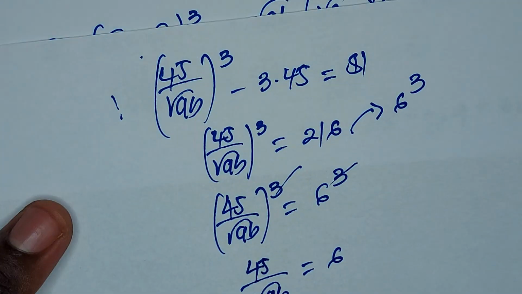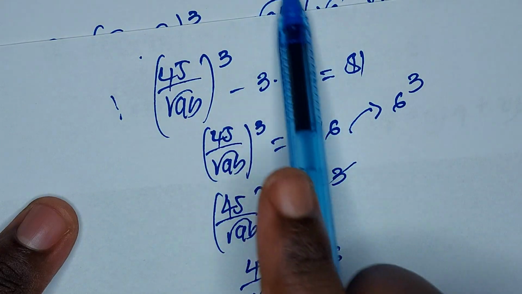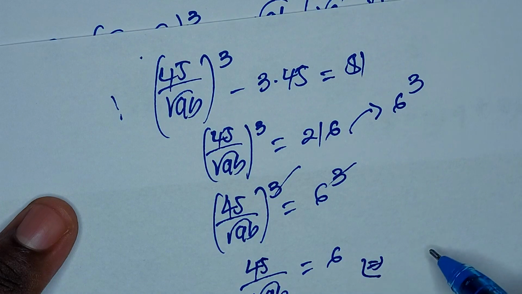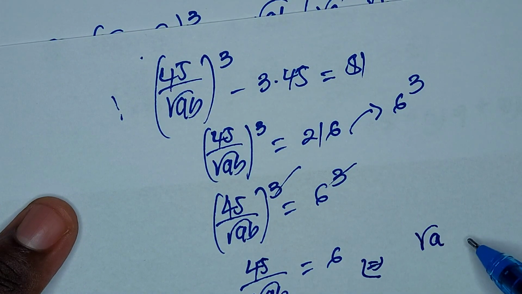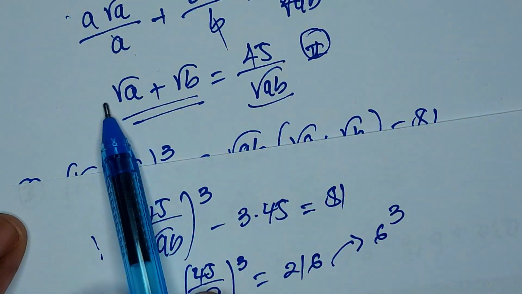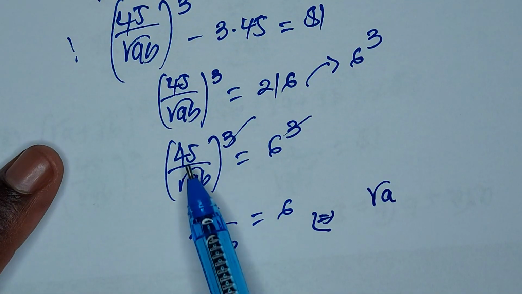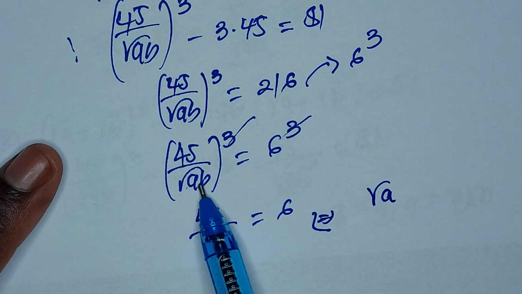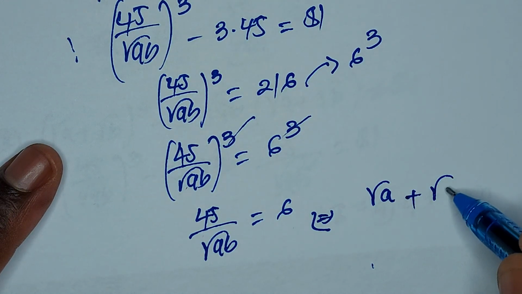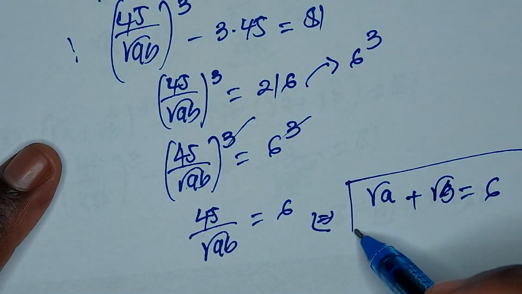So guys, now remember that we have this square root of a plus square root of b equals 45 over square root of ab. Okay, I think you are not seeing this, right? We have this, okay. Now we found that 45 divided by square root of AB is equal to 6. So it means that square root of A plus square root of B is going to be equal to 6.